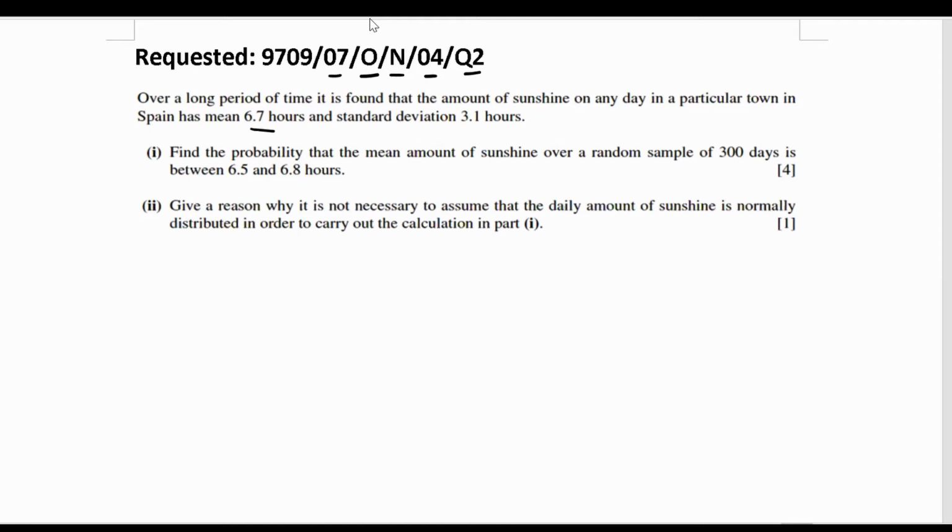Part 1. Find the probability that the mean amount of sunshine over a random sample of 300 days is between 6.5 and 6.8 hours. All right, looking at the info given, we have mean 6.7 and standard deviation 3.1. If we are going to find the probability that the mean amount of sunshine, that means we are looking at the X-bar distribution.